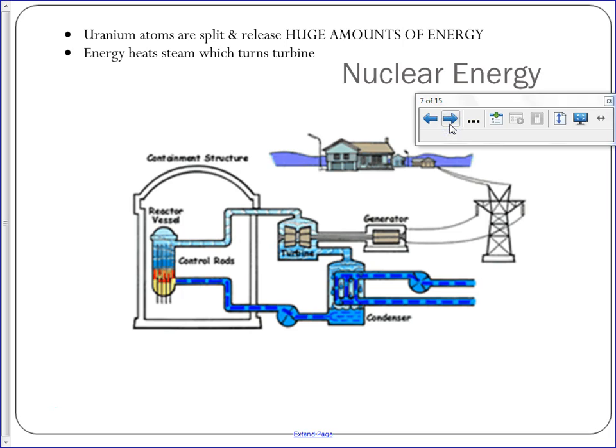Last but not least is we look at nuclear energy. Same kind of process as what we talked about in this last one. Okay, we see water come in. We see the containment structure where the reactor vessel is releasing nuclear energy that we talked about before, and turning the water into steam.